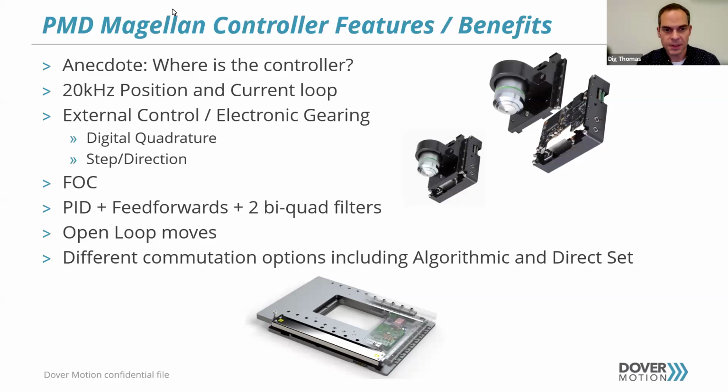PID, feed forwards, biquad filters in the forward loop. Another really nice thing is the ability to do open loop moves. This may not seem obvious, but oftentimes, especially when attempting to do commutation, you find yourself up against a hard stop, down against something, if it's a Z-axis, where the balance isn't set correctly, or basically just somehow stuck, and normal commutation, be it as robust as it may be, will not work.